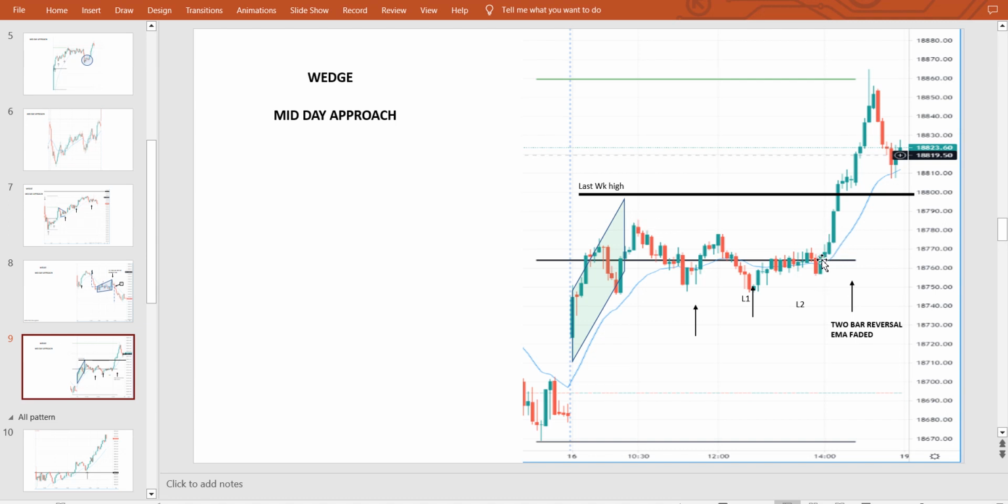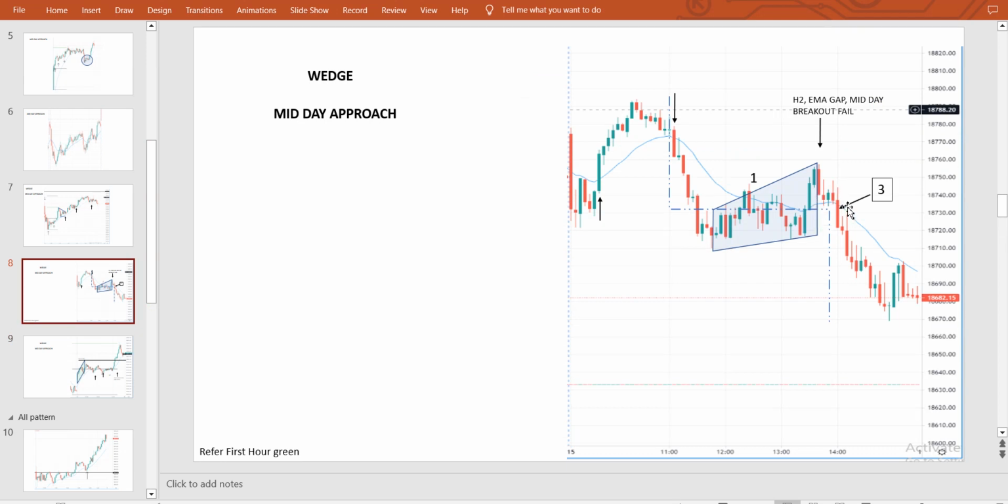So trading here around 2 o'clock is the best idea to approach. If we master this EMA strength, it will occur on 80 to 90% of days.